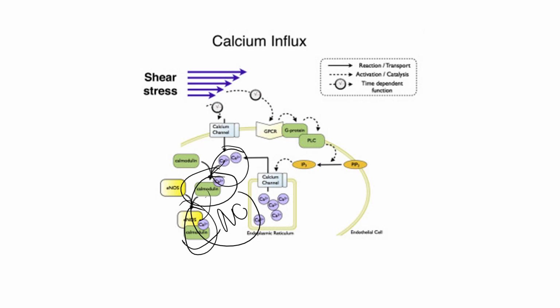So what does shear stress do to the endothelial cells? It causes them to start producing nitric oxide. And it does it, we think, through elevating intracellular calcium levels within the endothelial cell. So now the endothelial cell is experiencing shear stress during exercise and is producing all this nitric oxide. And what is the nitric oxide? Where's it going to go? What's it going to do?